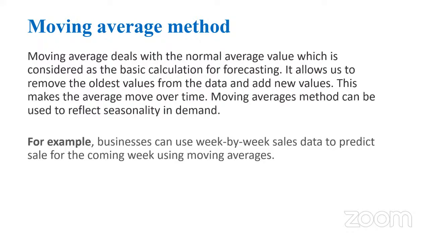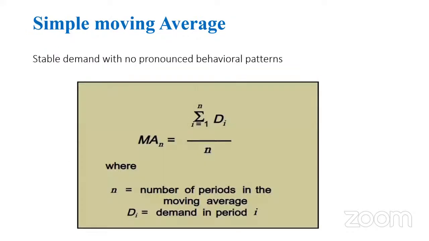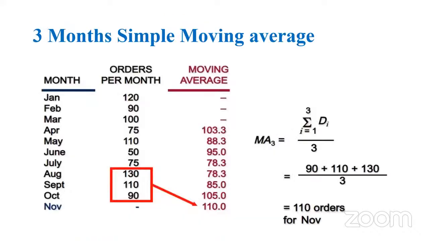For example, a business can use weekly sales figures or data to predict the sales for the coming week using the moving average method. This is a very simple technique for calculating it. This is called the simple moving average. We just add the numbers, then divide by n. Simple thing. But let's take one numerical example.